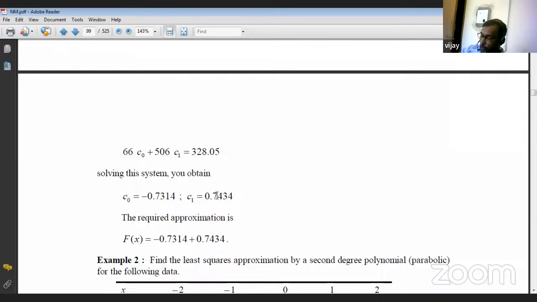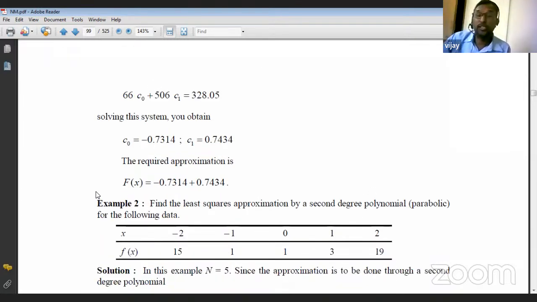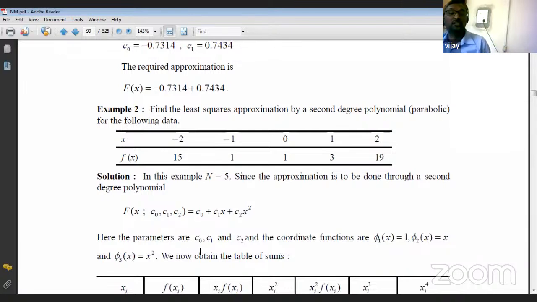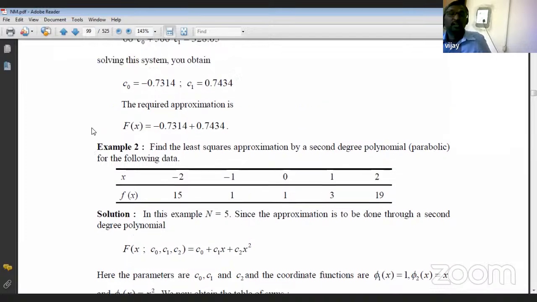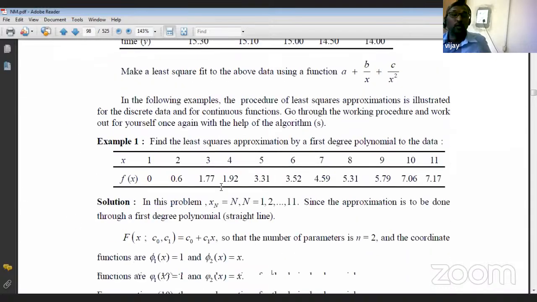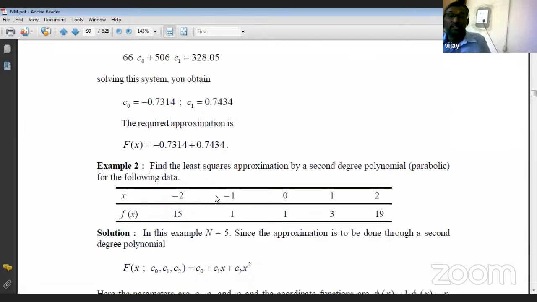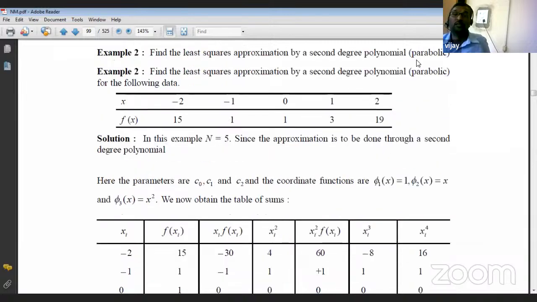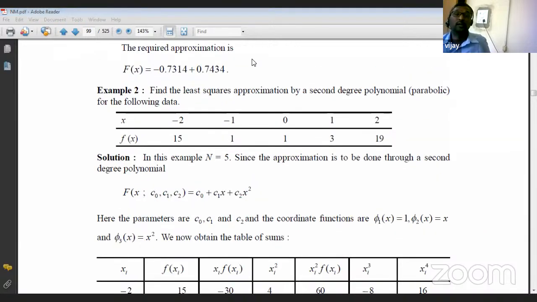We can take another example too here. Find the least square approximation by a second degree polynomial. The data is x equal to minus 2, minus 1, 0, 1, 2, and f of x is 15, 1, 1, 3, 9. In this sample, the total number of points given is 5. So the approximation is a second degree polynomial: f of x equals C0 plus C1x plus C2 x square. In the above problem only x and f of x were given, but here they are asking for the second degree polynomial. So we are getting C0 plus C1x plus C2 x square. I am explaining here for your understanding.